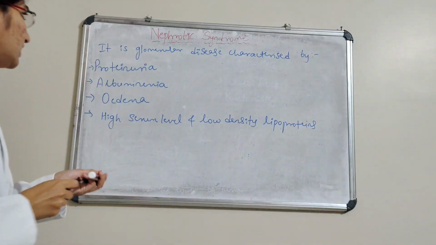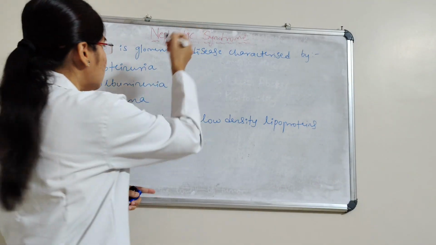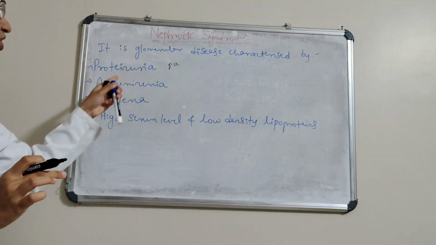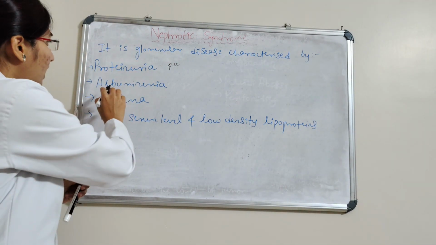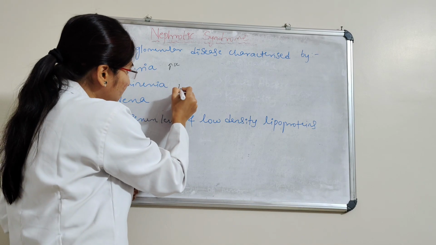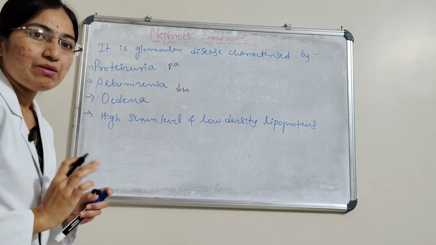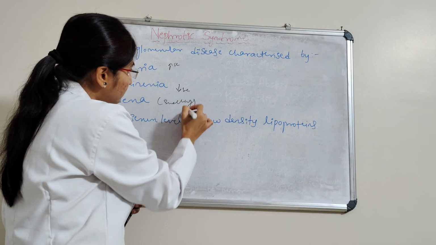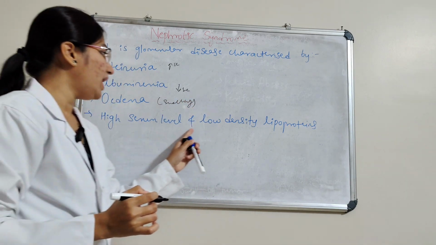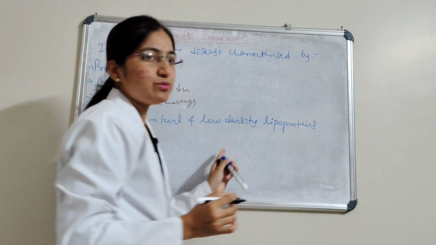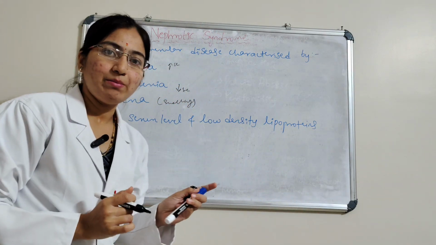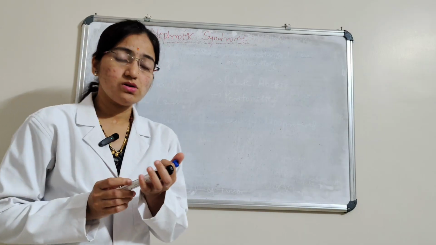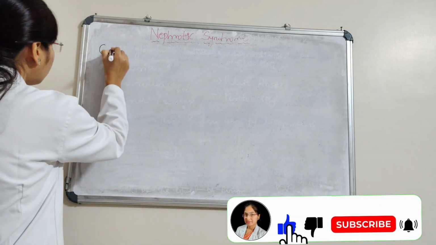Okay. Here there will be proteinuria, increased level of protein in the urine, and then albuminemia. Here decreased albumin level in the blood, and then edema, that is swelling we can see, and then high serum level and low density lipoprotein, that is proteinuria, albuminemia and hyperlipidemia. This is nephrotic syndrome.